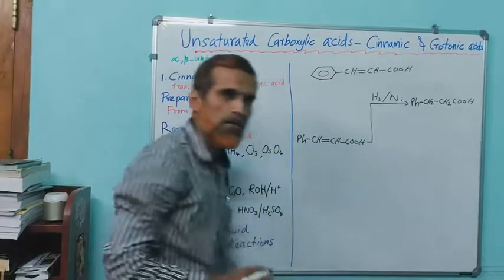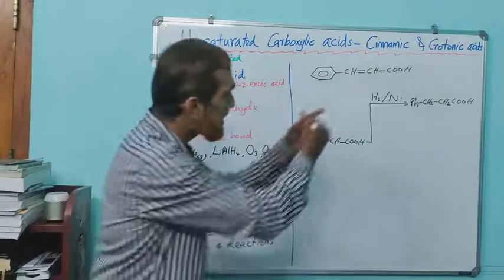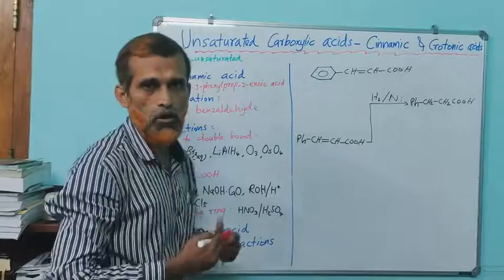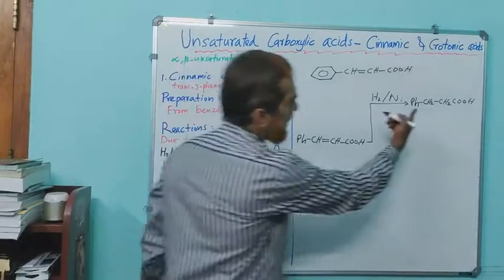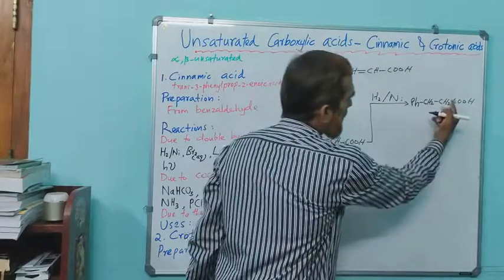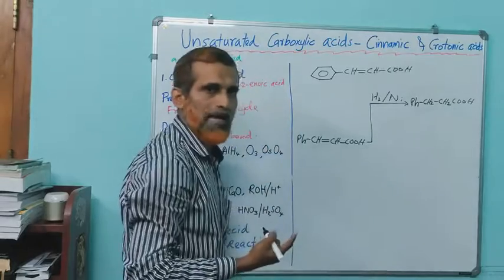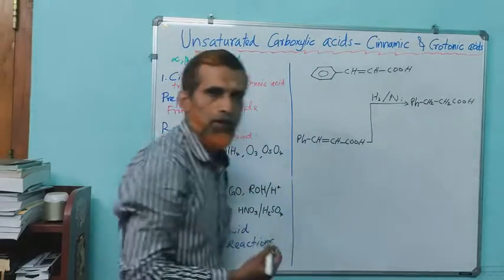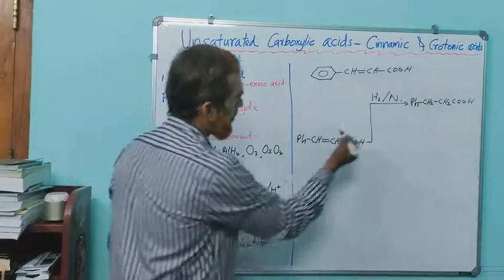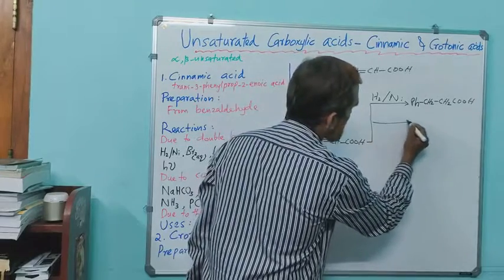You try to give IUPAC names for all the products obtained here. That's your job. What about this one at least? Let us say 1, 2, 3, propanoic acid, and 3-phenylpropanoic acid, isn't it? Okay, the rest of the thing you may do.